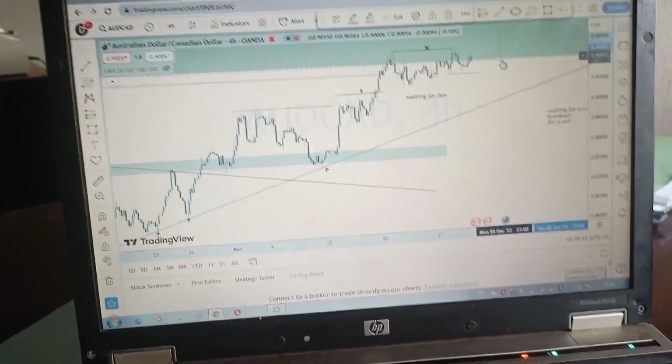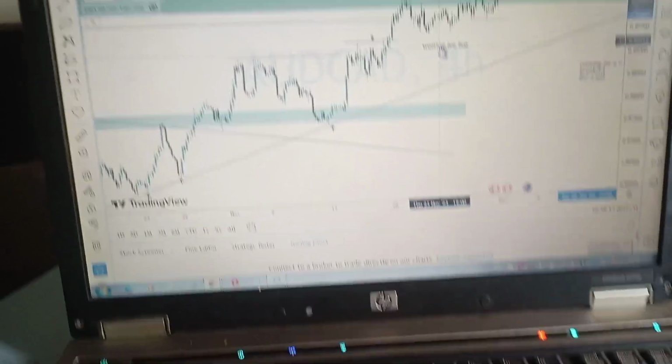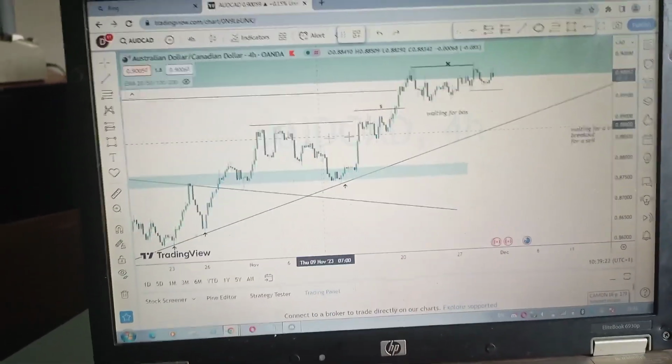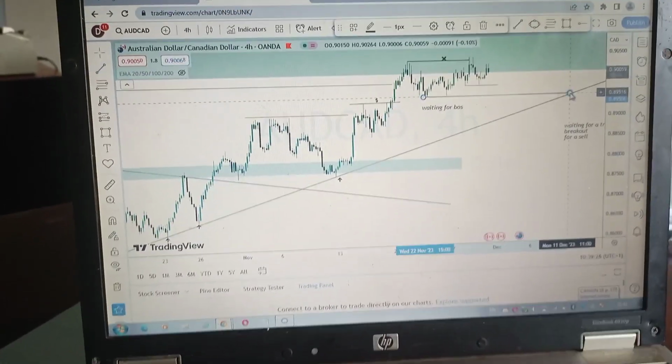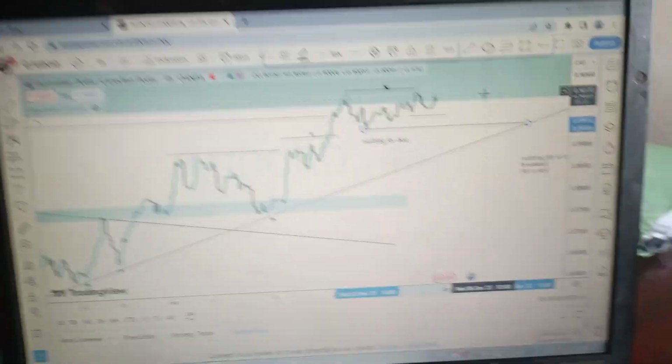If I get a break of structure, I'm waiting on, you can see that I wrote waiting for break of structure. I'm currently waiting for a significant structure to be invalidated. If I get a break of structure like this, then I'll know that this demand zone was the demand zone they are going to use.